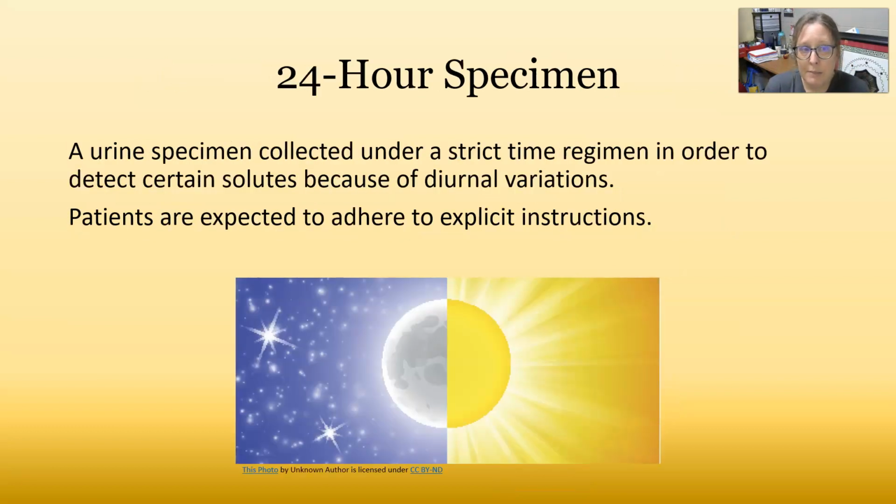A 24-hour specimen, it's a urine specimen that's collected under a strict time regimen in order to detect certain solutes because of diurnal variation. So it's a big 24-hour window. So we can start this at any time. We just have to go for 24 hours. So if it was started at 4 o'clock in the afternoon, then it would run until 4 o'clock the next afternoon.